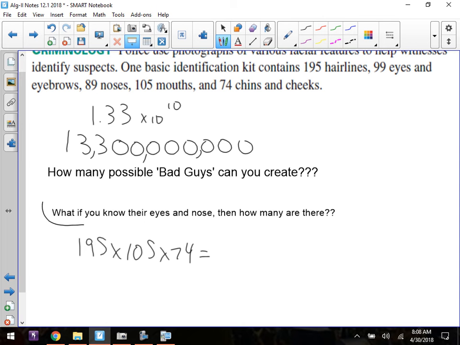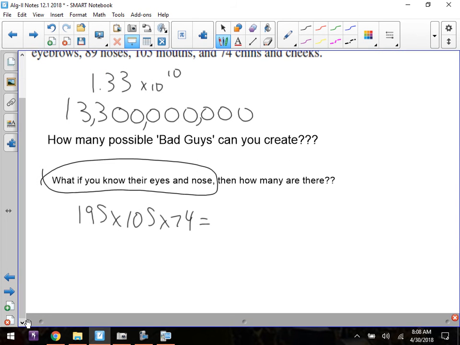Oh, but because you knew the eyes and nose, we have to multiply everything else out. So what do we get now? 15, 0. So you've got a better chance now. You've got a 1 in a million chance. Anyway, so the idea is, if you're getting robbed or getting stuff stolen from you, look at them. Find those distinguishing marks.